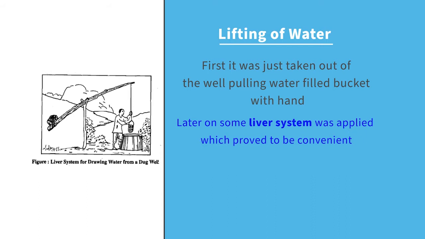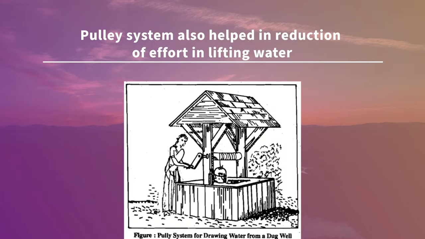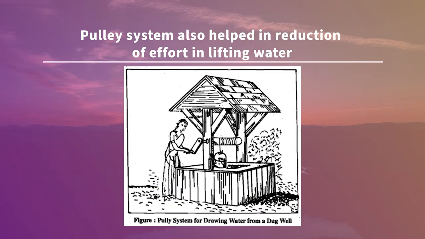A person used wooden planks or stamps as a column and the lever. Pulley system also helps in reduction of effort in lifting water. So we use the pulley system. Here this is the picture.